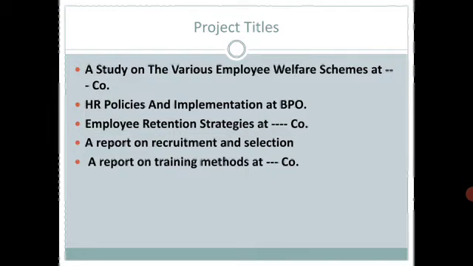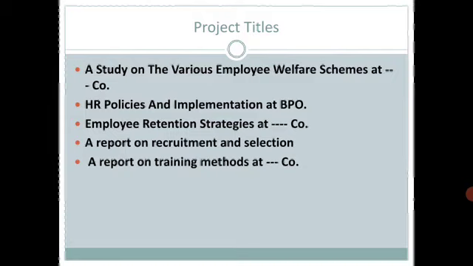Then objectives of the study. Once again we will move towards the project titles. The objectives of all these 5 titles we will first discuss, so that it will be easier for us to highlight what the objectives are. Objectives means why you are doing this present study.